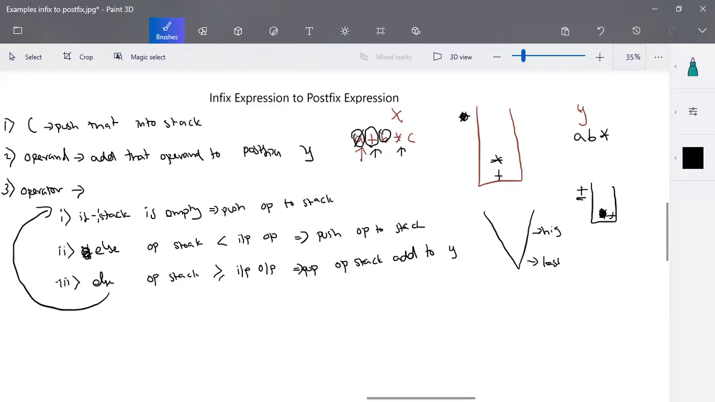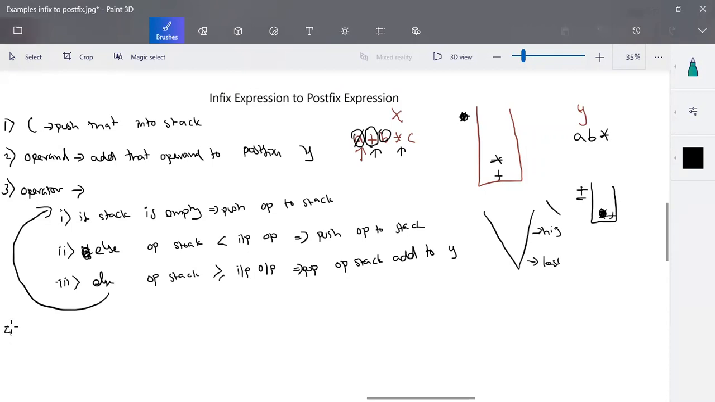So for an operator, we have three steps. When the stack is empty, we directly push that operator into the stack. Or else we'll be checking the precedence of the operator on the topmost element of the stack and the input. If the topmost element of the stack has lesser precedence than the input precedence, we can directly push it into the stack. Or else we have to pop out the operator on the stack, add it to the expression, and repeat the same procedure. We'll be comparing the input along with the stack element and doing the same process. So these three cases are applicable when the input is an operator.